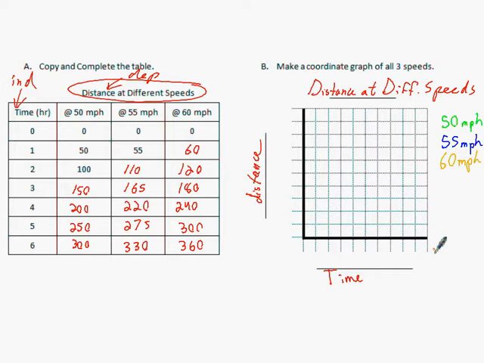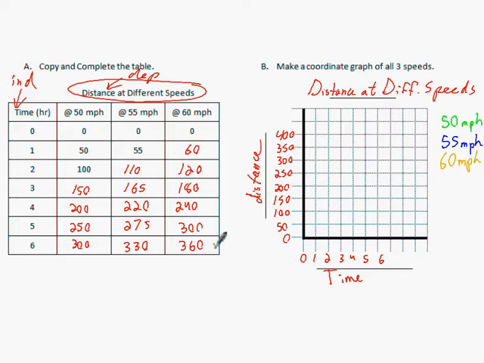Time needs to go from 0 up to 6. So 1, 2, 3, 4, 5, 6. Distance needs to start at 0, and the highest distance we have is 360. I could count by tens, but it's going to take me too long. I can count by hundreds. I'm going to be done too quick. In the middle is 50s. I'm going to count by 50s. 400 is as high as we need to go.